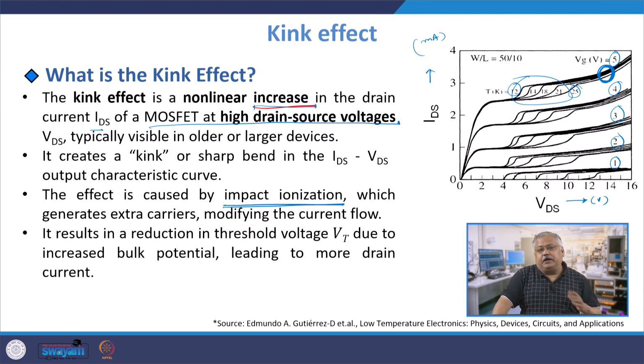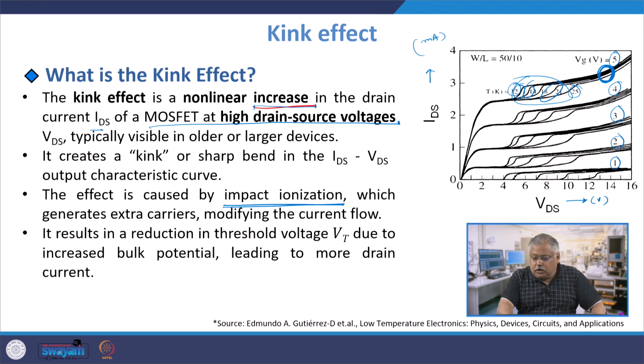This results in a reduction in the threshold voltage. This happens because your bulk potential starts to increase and therefore your drain current becomes larger, which you can see here for any temperature. We will discuss the temperature part later, but let us note that because of impact ionization, a large current is there and your threshold voltage slightly reduces due to the increase in bulk potential. And the second thing is, as the temperature becomes smaller and smaller, the kink effect originates at a much lower VDS, and not only that, the absolute value of current also becomes larger at lower temperature.